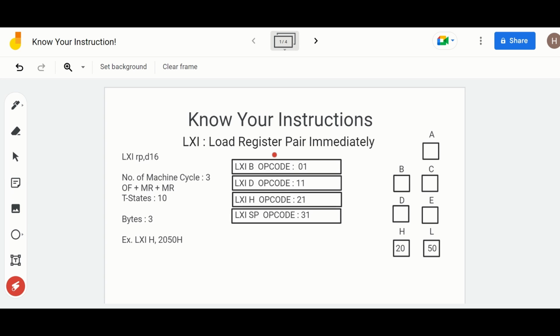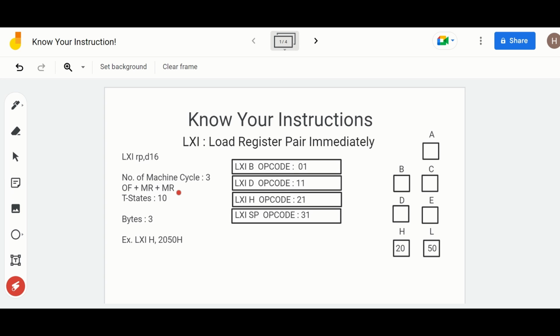So what you will do, you will read 20 and then you will read 50. In order to read 20 and 50, you are going to use the memory read machine cycle. See here. To read 20, you will need memory read. To read 50, you will need memory read as well. Now you have to write the values which you read in register pair HL.